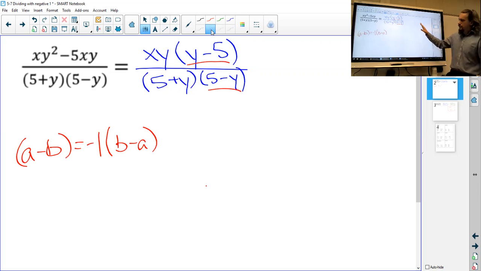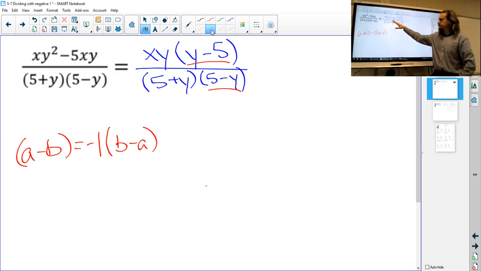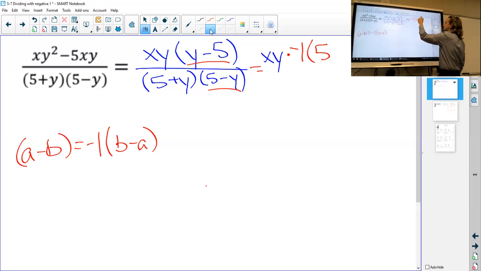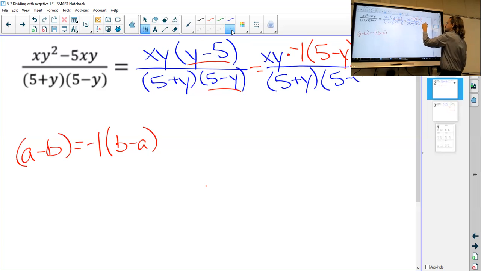Right, so all we have to do is if we factor out a negative 1, we can flip the order around of any of our terms here. So I'm going to take my top term, we're going to say xy, and then instead of y minus 5, I'm going to say this is times negative 1 times 5 minus y, all over 5 plus y, 5 minus y. Okay, so now we have two terms that cancel out, these 5 minus y's.